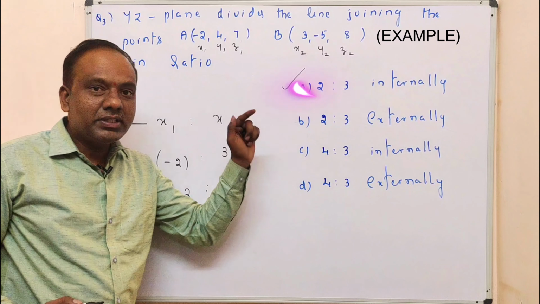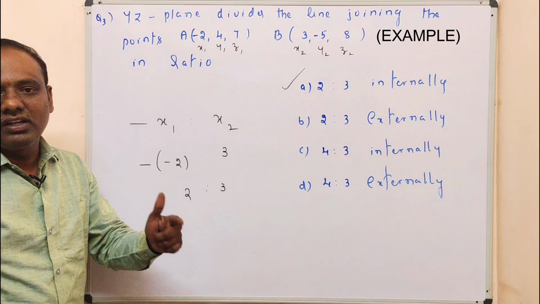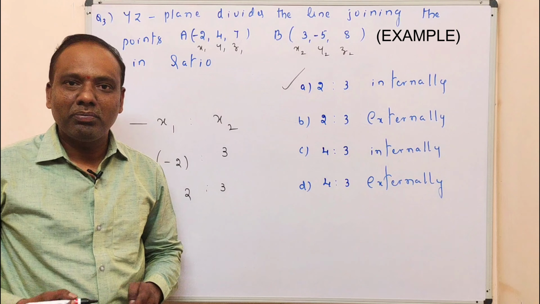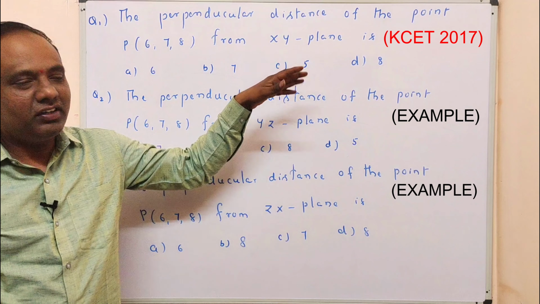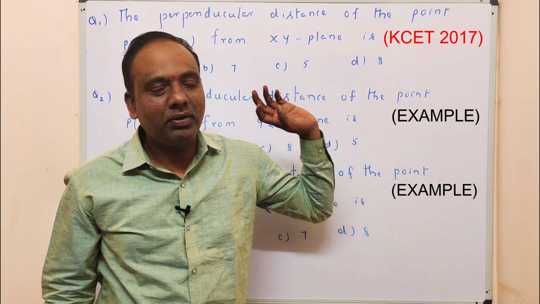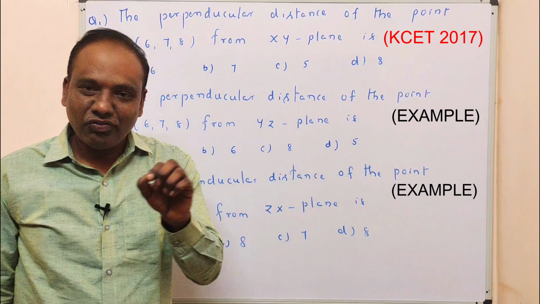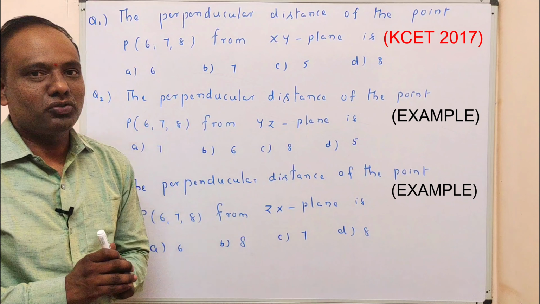Both are positive means internal. If one number is negative, that is external. Please remember this point. Actually, this question was asked in KCET 2017. It is very simple. Please observe here.